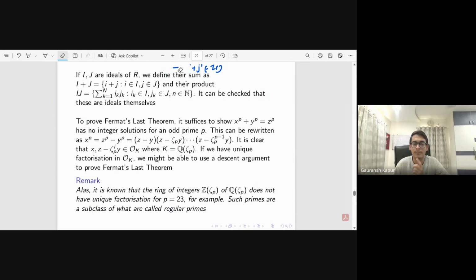And you can define the product. The product is not just i times j for i in I and j in J. It is finite sums of this form. So it is the sum from k equals 1 to n of i_k j_k, where i_k is in I and j_k is in J, and n is a natural number.